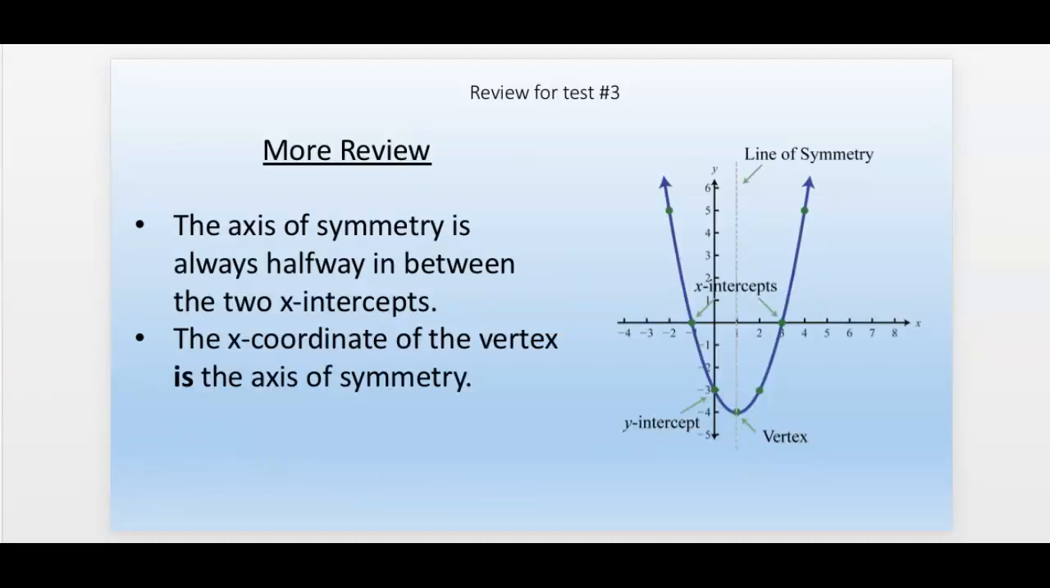Also remember, y'all, the axis of symmetry. It's always halfway in between the two x-intercepts. And the x-coordinate of the vertex is the axis of symmetry. It is the axis of symmetry, okay? You can find the average of the two x-intercepts to find the axis of symmetry. Or just look halfway in between them, okay?